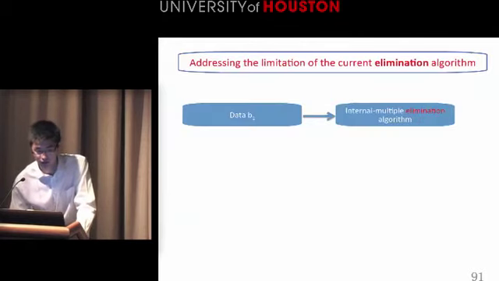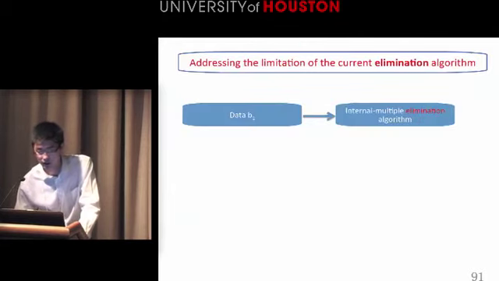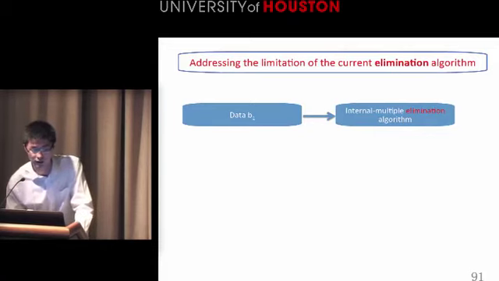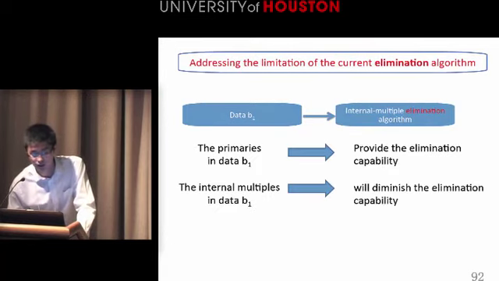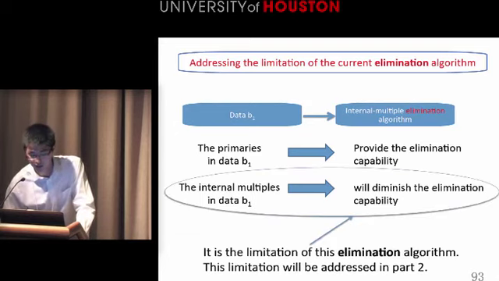As we have said, the internal multiple elimination algorithm requires as input only the data, the entire data. And the data contains primaries and internal multiples. The primaries in the data will provide an elimination capability. However, the internal multiples in the data will diminish the elimination capability. And then I will propose a strategy to address this limitation.